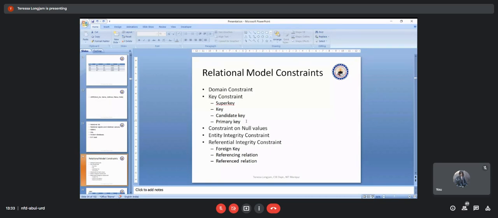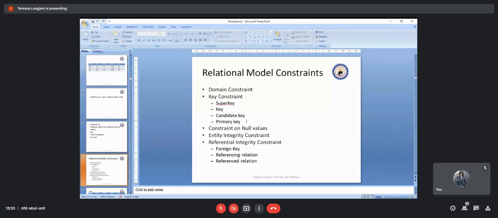What is key? We already know it from the entity relationship model, isn't it? So when we say super key, it is the same key that we know. It is the set of one or more attributes which can be used to uniquely identify a tuple. So when we say key in a relational database, it is also a super key, and you can say it is a minimal super key.